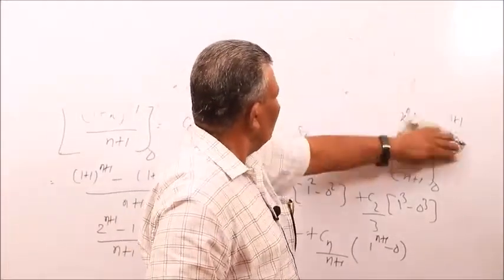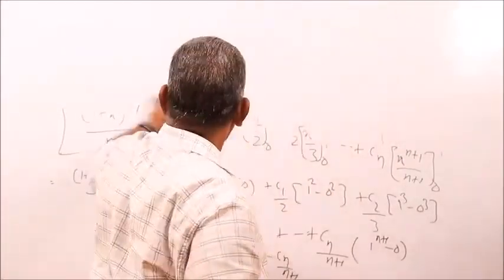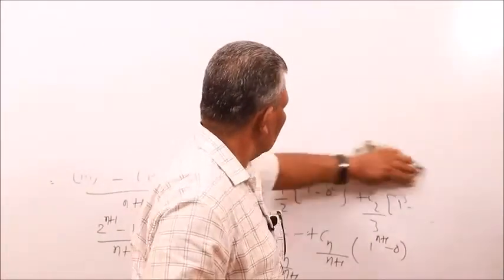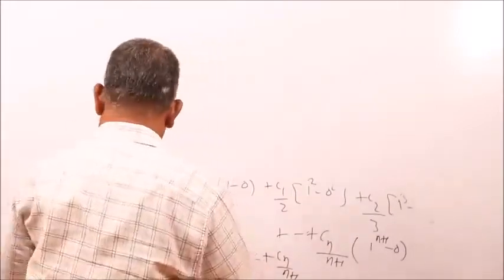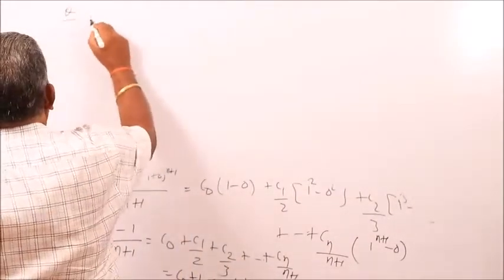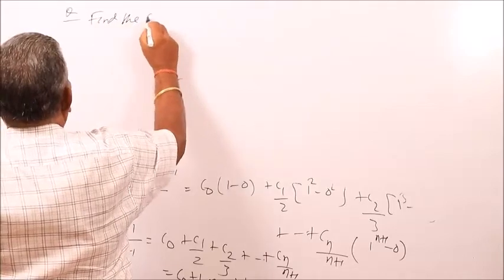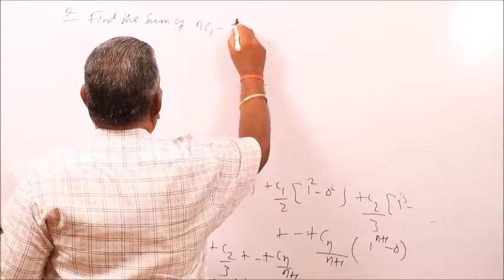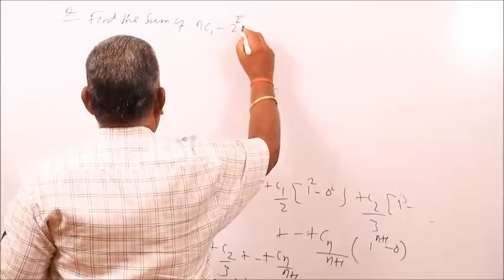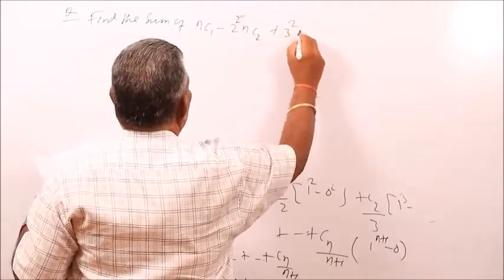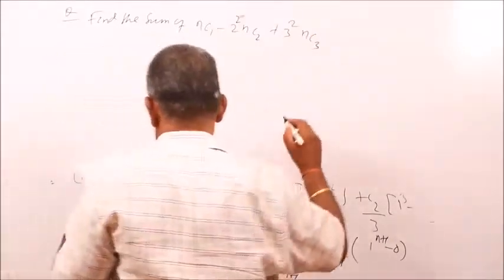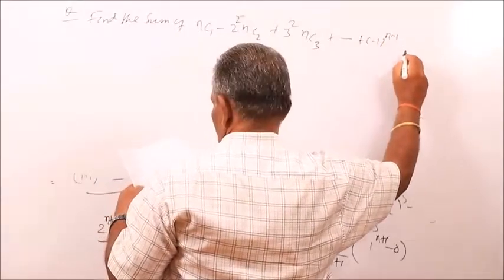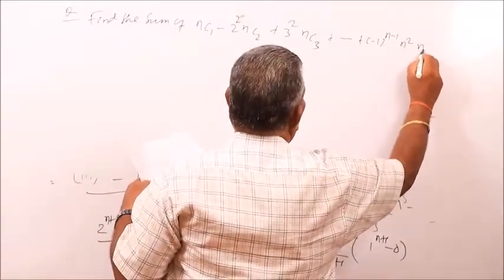We will do another problem on these binomial coefficients, that is, find the sum of nC1 minus 2 square nC2 plus 3 square nC3 plus dot dot plus (minus 1) to the power n minus 1 n square nCn.